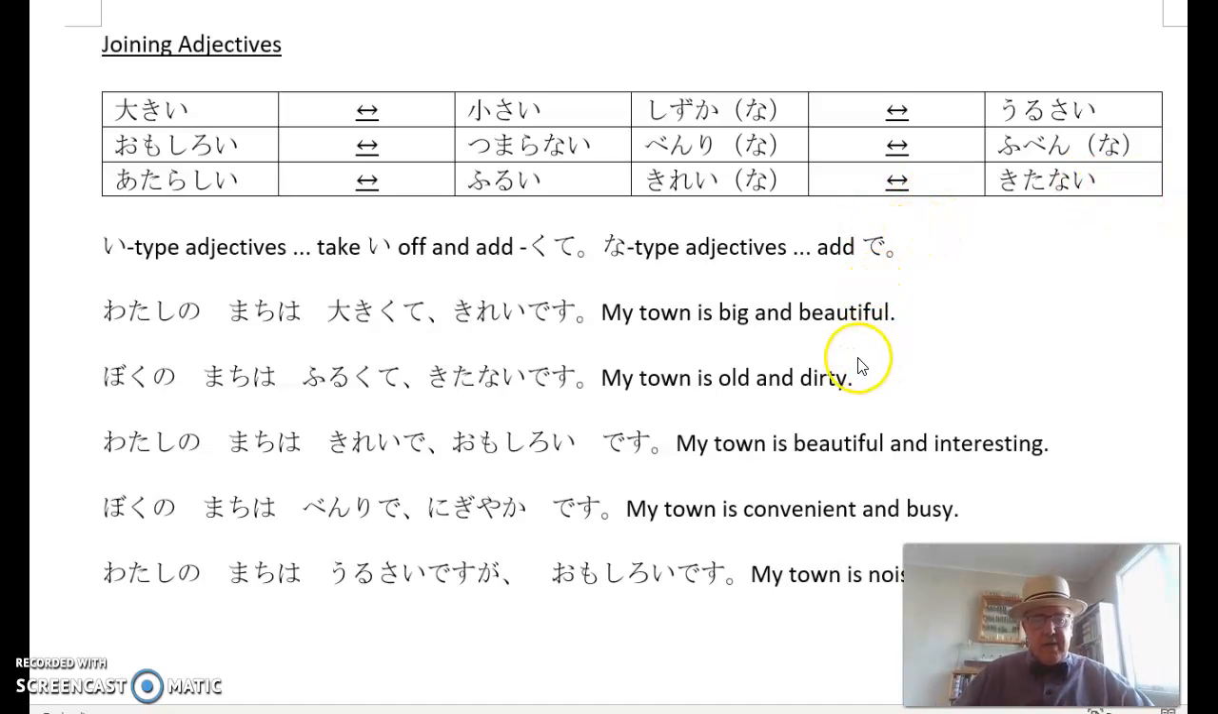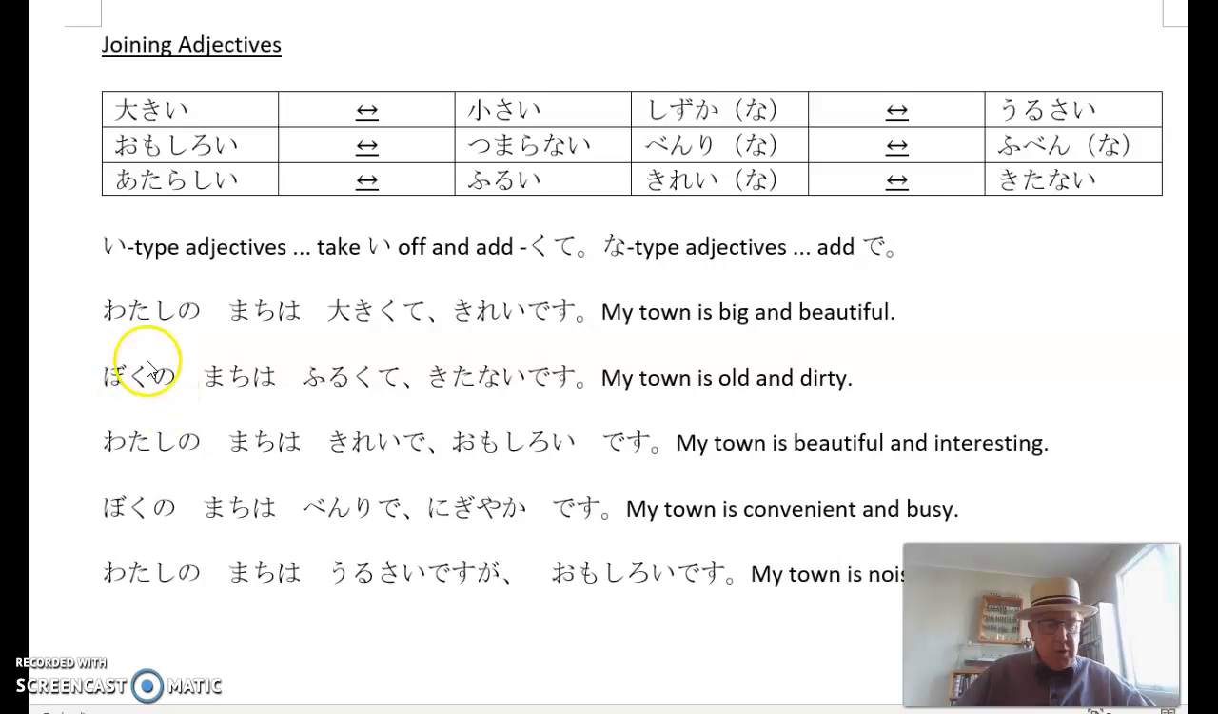So we have a look at these sentences. My town is big and beautiful, or it could be big and clean. Watashi no machi wa ookikute kirei desu. My town is old and dirty. Boku no machi wa furukute kitanai desu.